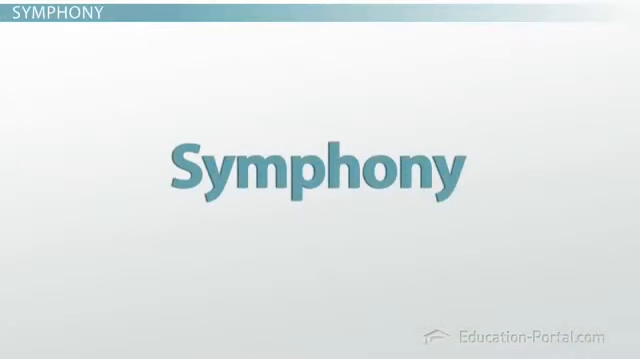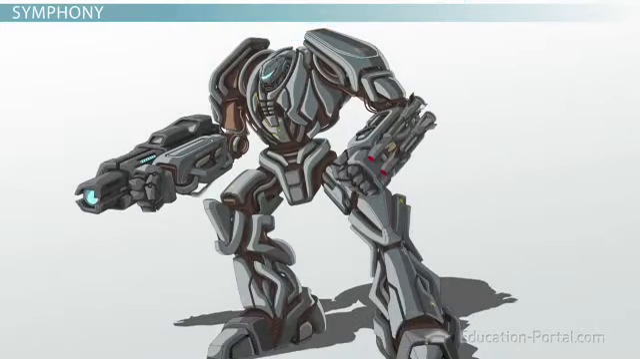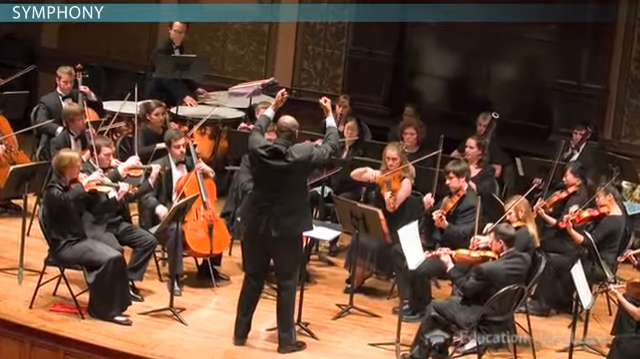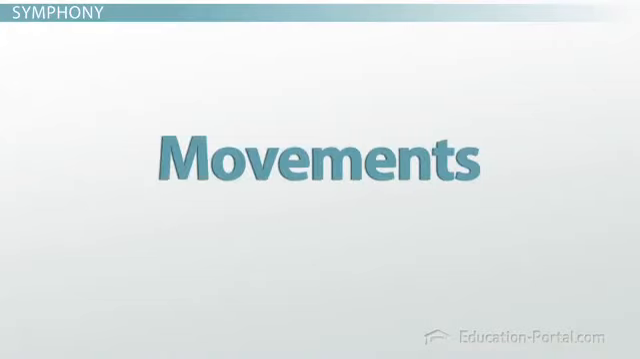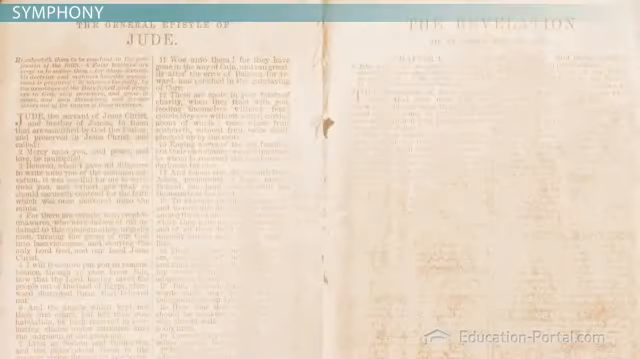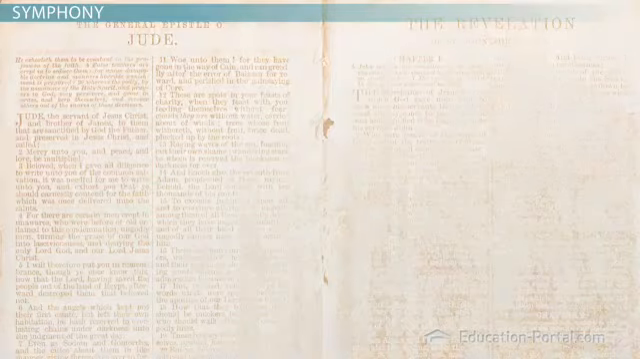Finally, we have the symphony. The symphony is the transformer of forms, in that it contains multiple forms in one song. A symphony is almost always written for the orchestra, and usually contains 4 movements, or large self-contained segments of a piece of music. It's like a song within a song, where all parts are related. You can also think of it like chapters in a book. Much like chapters, there is usually a pause between each movement.